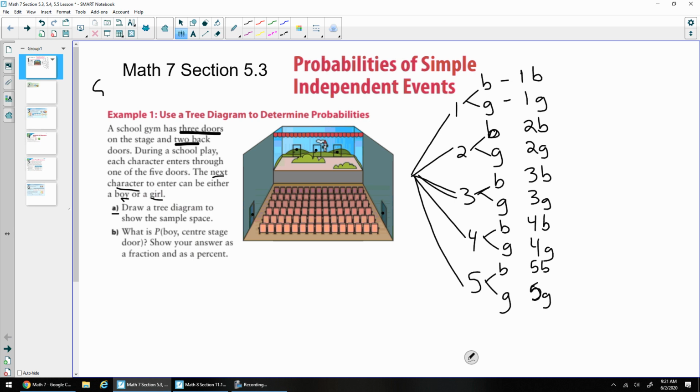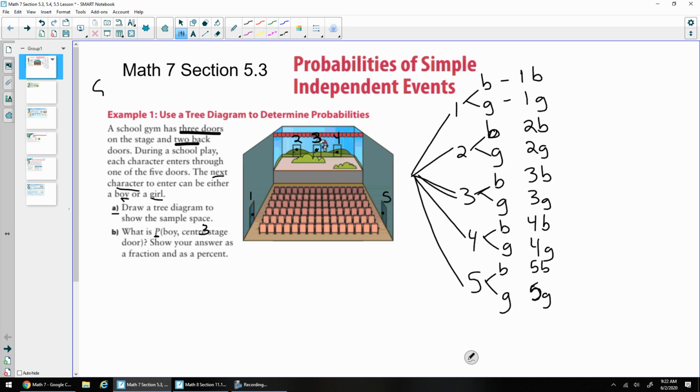Okay, and now we can answer the question of what is P boy, comma, center stage door. So what is the probability, that's what the big P means, remember, of boy happening and center stage door. So how many combinations are boy and center stage? Well, we should have numbered these, I guess. 1, 2, 3, 4, 5. So our center stage door right here is number 3. So what is the probability of getting boy and door 3?